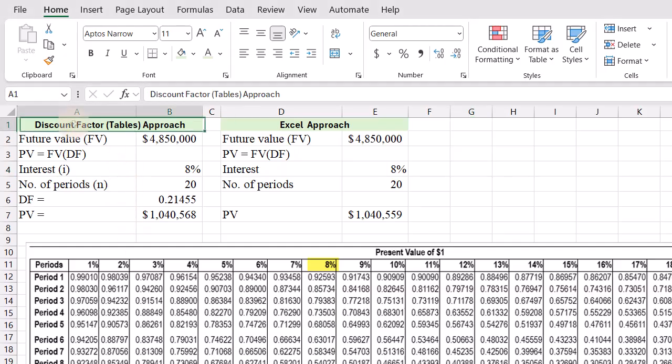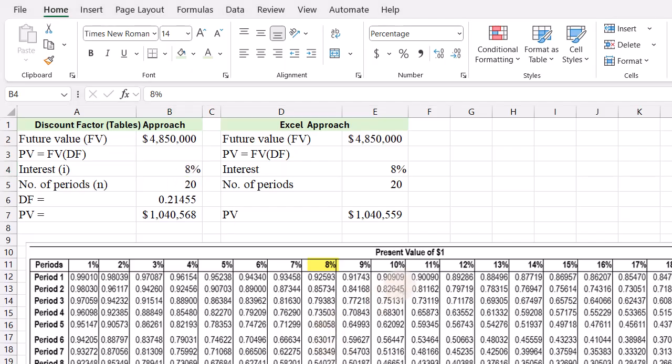Okay, so first, using the discount factor table approach, we've got a future value, and we'll assume that the future value is 4,850,000. Using the discount factor approach, we calculate the present value by taking the future value times some discount factor. Now, we have to be given the interest rate and the number of periods involved. So in this case, it's 8% is the interest rate, and we're going to discount that future value amount that's 20 years away. So that's what 20 stands for, number of periods in years. The interest rate is given on an annual basis in this example.